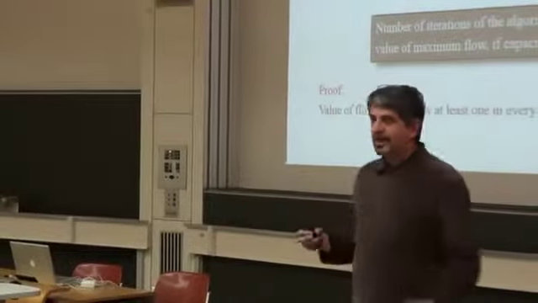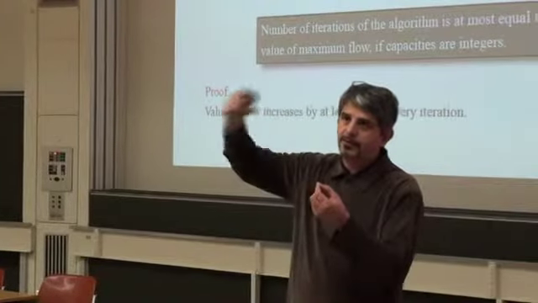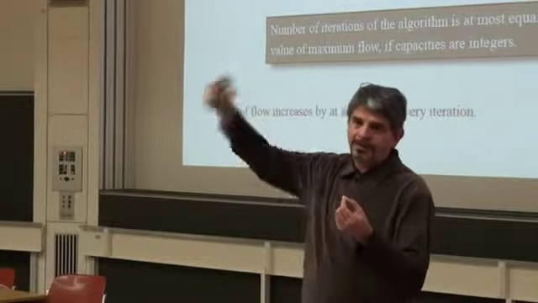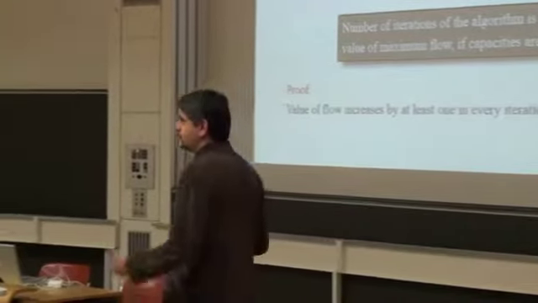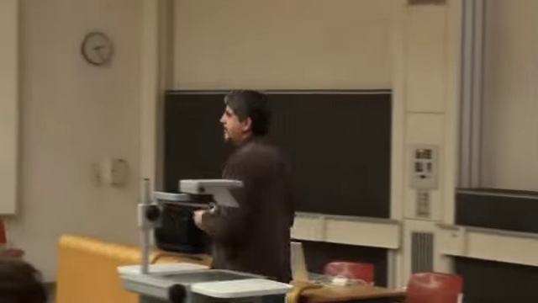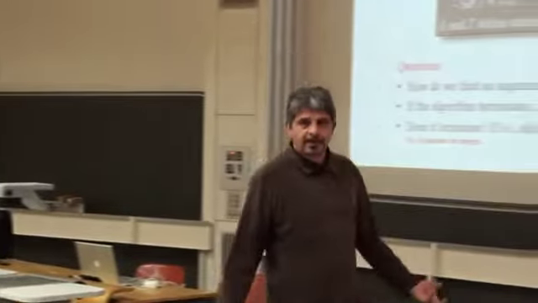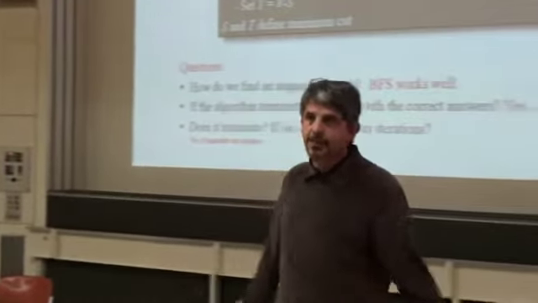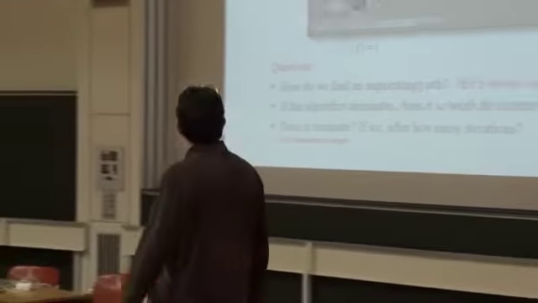integers. And we know that the maximum flow value is also an integer. And at every step, therefore, I'm increasing the flow value by at least 1. So the number of steps, if the capacities are integers, is at most the value of the maximum flow. Of course, I don't know what the value of the maximum flow is, but I can at least give this bound. So, the question was, does it terminate? The answer is yes, if the capacities are integers. If so, after how many iterations?